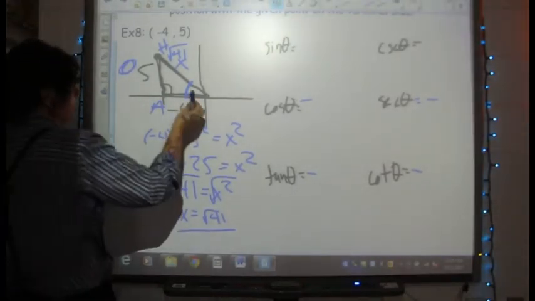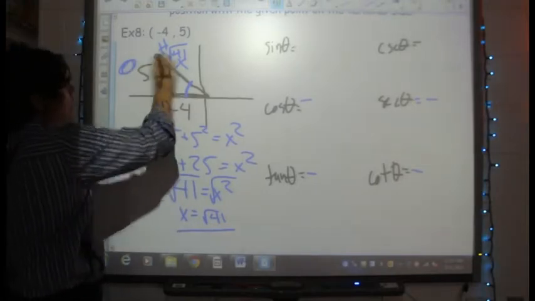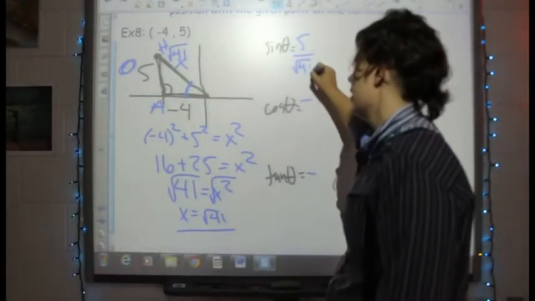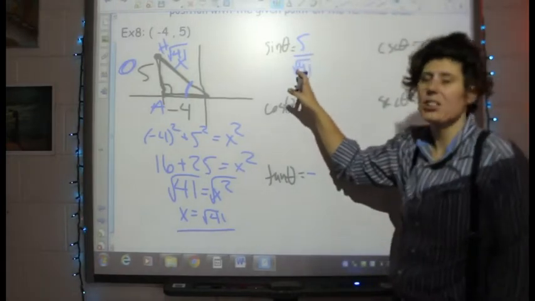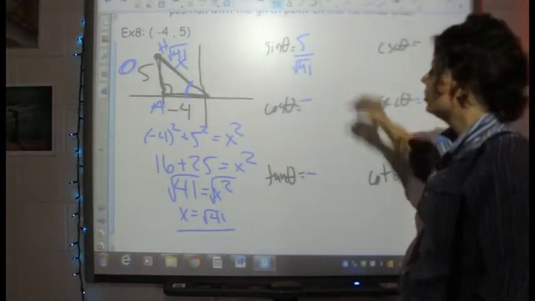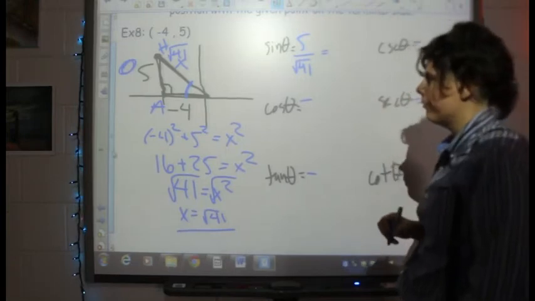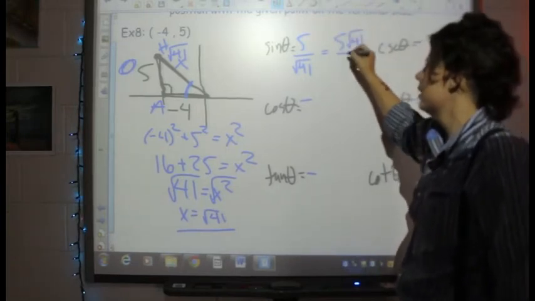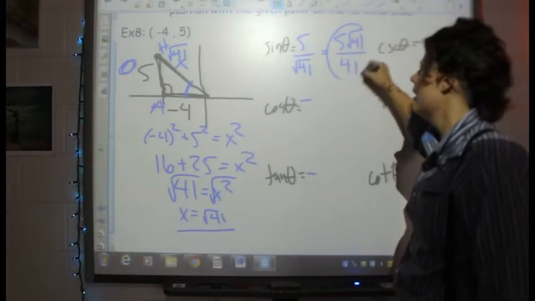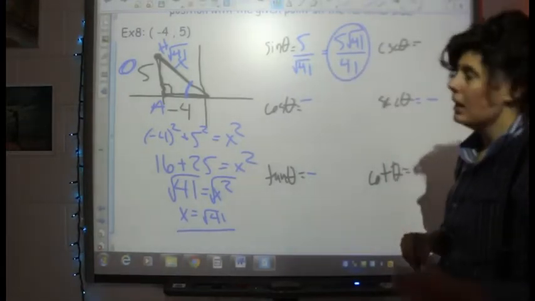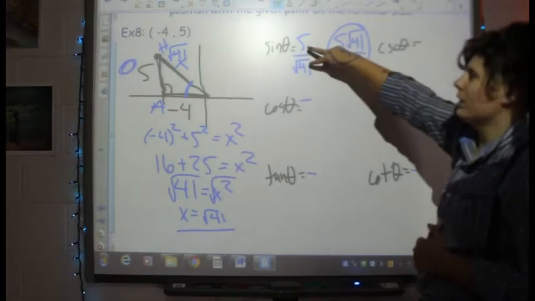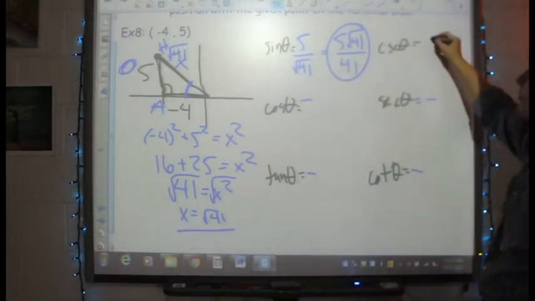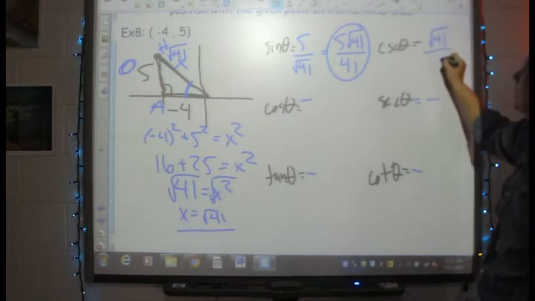All right, so for sine, opposite over hypotenuse. So I get 5 over the square root of 41. I can't leave my answer like that. I have a radical on the bottom. So I'm going to multiply by the square root of 41 on the top and the bottom. So I get 5 square roots of 41 divided by 41. So there is sine of theta. To get to my reciprocal, I'm going to take my non-rationalized form and just flip it over. So it becomes square root of 41 divided by 5.